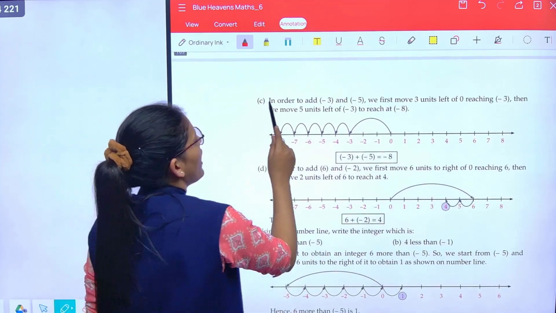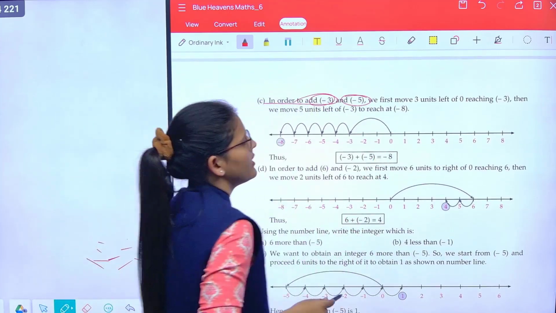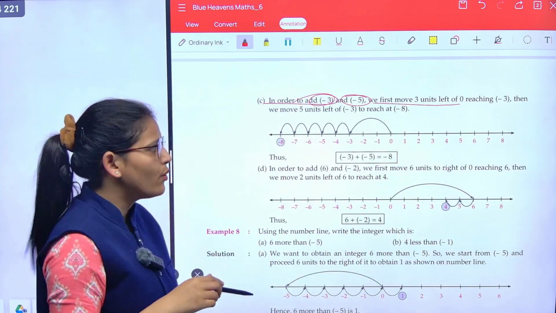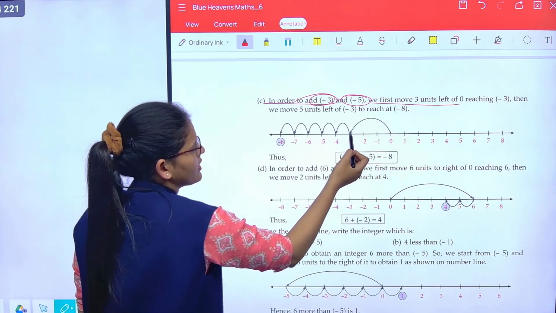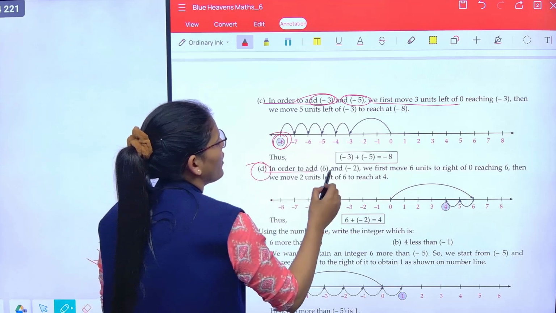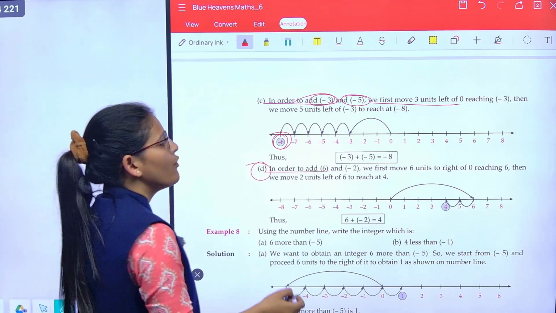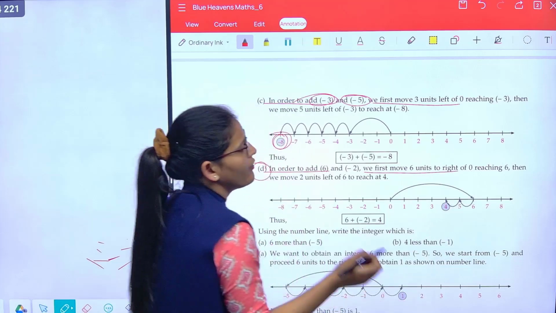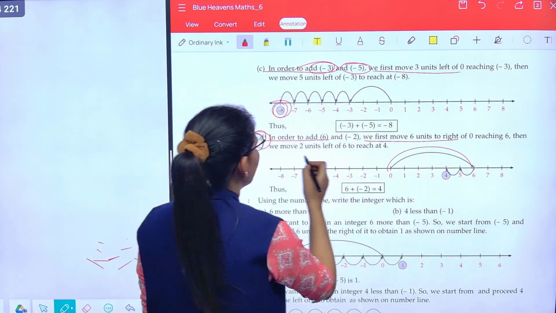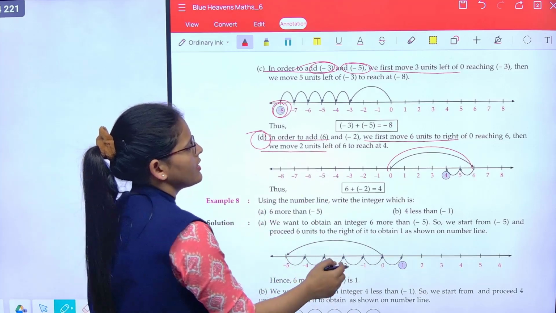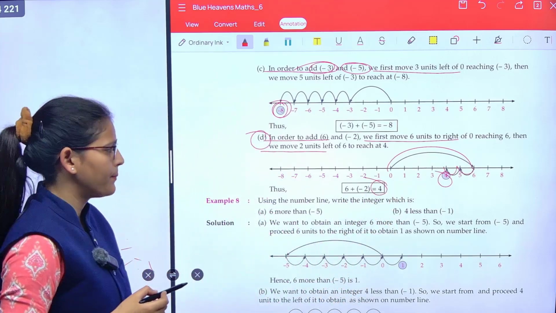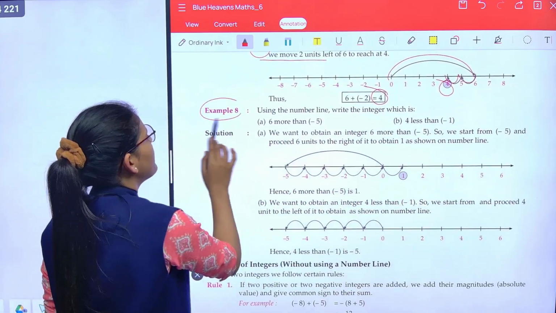Now, in order to add minus 3 and minus 5. So class, first move 3 units left of 0 reaching. So class, हम पहले 3 units लिखेंगे, then हम 5 units. So it is minus 8. In order to add 6 and minus 2, we first move 6 units to right of 0 reaching. So class, पहले 0 and then we move 2 units. So class, it is 1, 2, 3, 4. You can see here. Now, come on, example number 8.